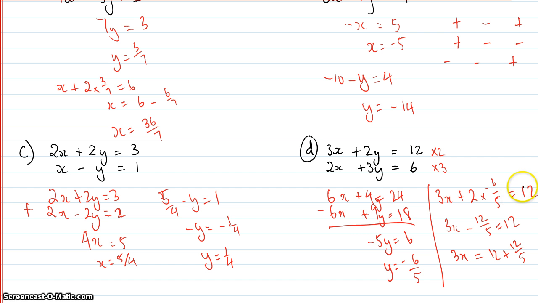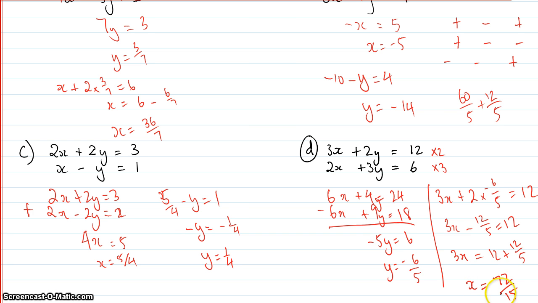At this point, I'm just going to have to quickly do this up here. 12, if I want to put that over 5, I have to multiply that, so 60 over 5 plus 12 over 5, I get 72 over 5. So that means that x will equal 72 over 15. Hopefully I haven't done too much in one go on that one, but if you do all of the calculations, you should be able to get that as well. If you can't, let me know, but otherwise that's it.